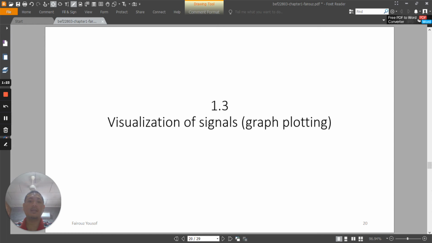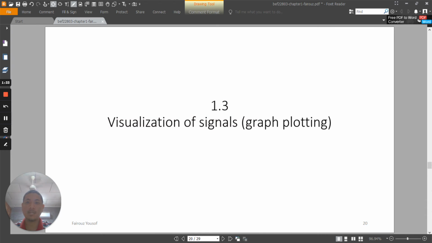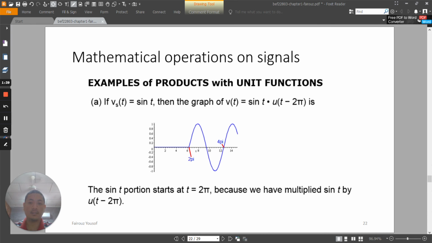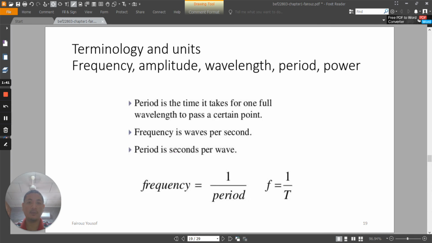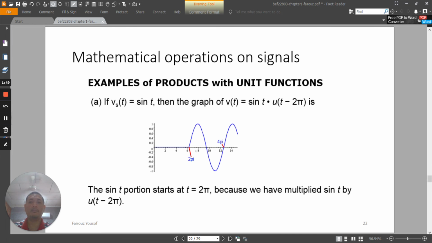Next is visualization of signals, graph plotting. For that case, I need to switch to... never mind. 1.3 we'll skip for later. Let's go to 1.4 first, and then we'll go back to 1.3. Mathematical operations on signals. So, example of products with unit functions.